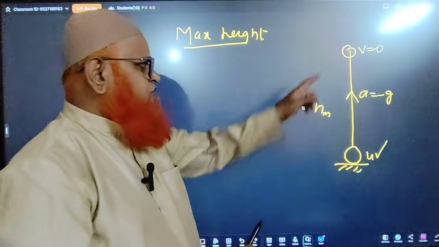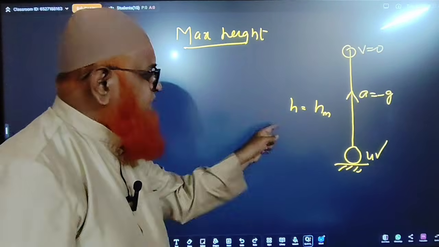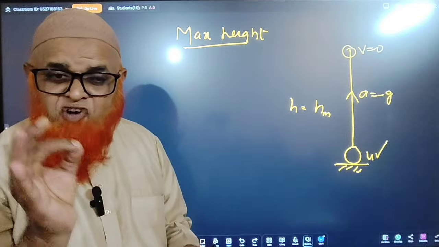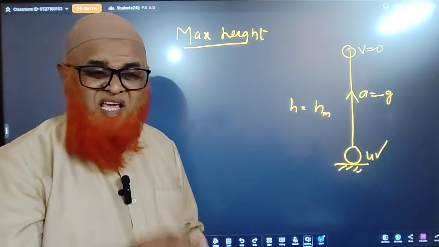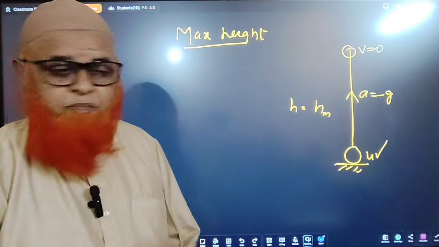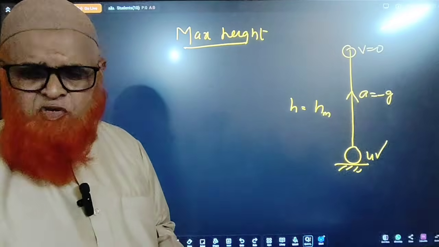Initial velocity is in your hand. Final velocity is 0. A is equal to minus g. H is equal to h maximum. What is the formula we have to select? Now, selecting the formula is understood. It's very easy to select the formulas when you are solving the problems. Can you tell me what is the formula we have to use now?